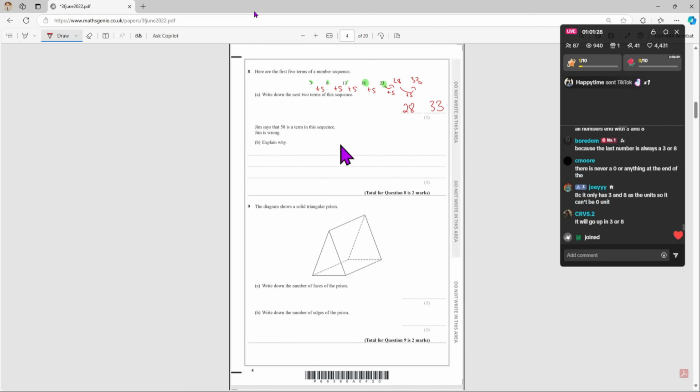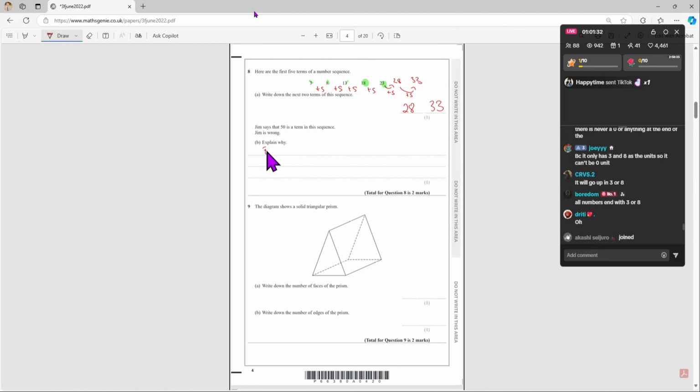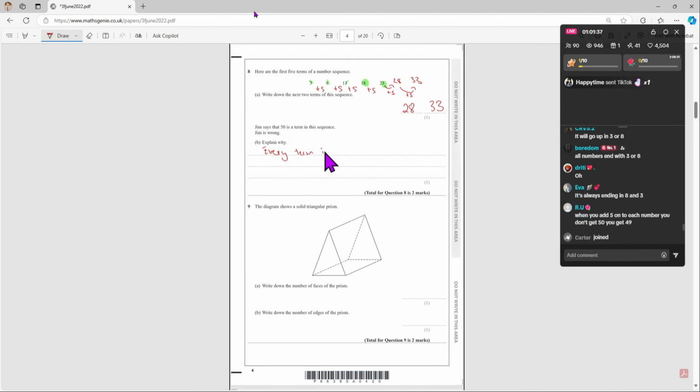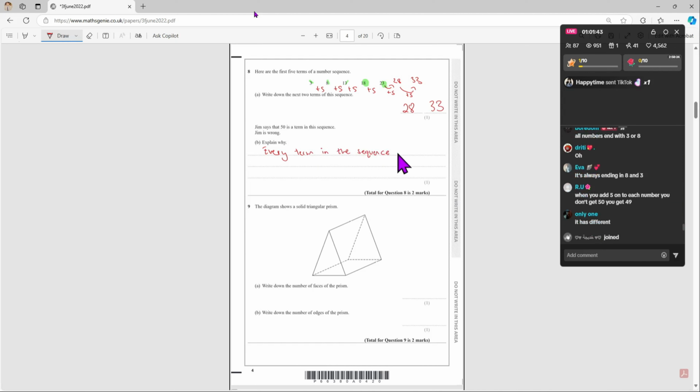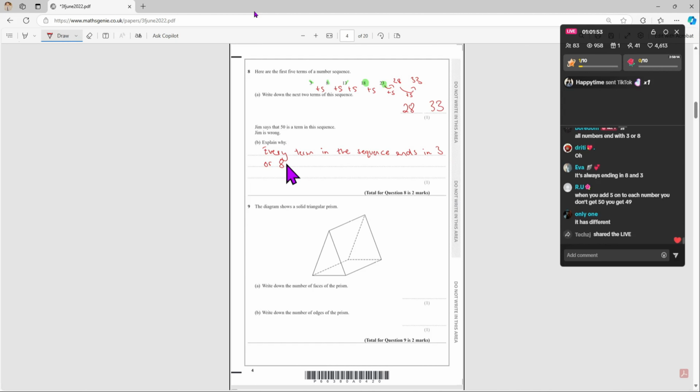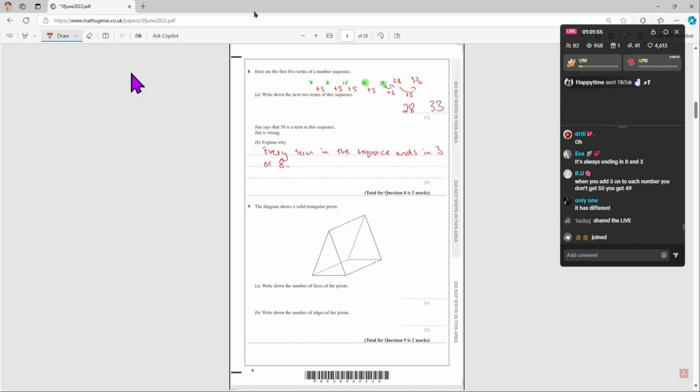Yes. So every term in the sequence ends in a 3 or 8. So it can't be 50 because 50 ends in a 0 and there's no 0 in this sequence. So that was easy, 2 marks, done.